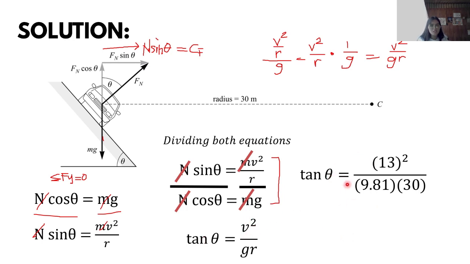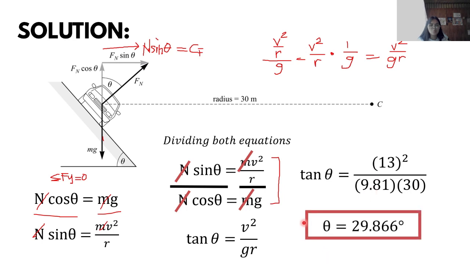Tangent theta is equal to 13 squared over 9.81 times 30. Calculate nyo yan. Kukuha nyo, theta is equal to 29.8666 degrees. O, check nyo sa calc nyo, ha. Shift tan dapat yan. Bago nyo input yung values, lalabas dapat sa calc nyo tan inverse. Ganyan. Okay? Then, yung values na.